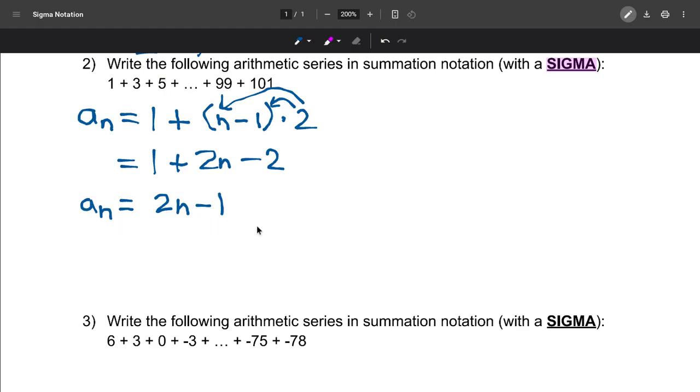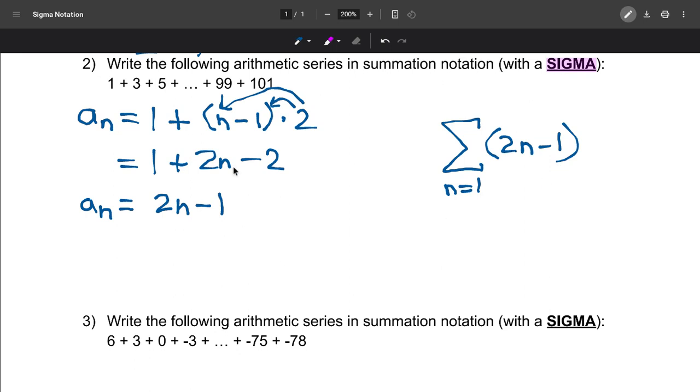Now we want to use this with our sigma here. So, that's a nice one. Look at how I drew that one. We're going to start at n equals 1, and we're going to figure out each term by using the expression 2n minus 1.